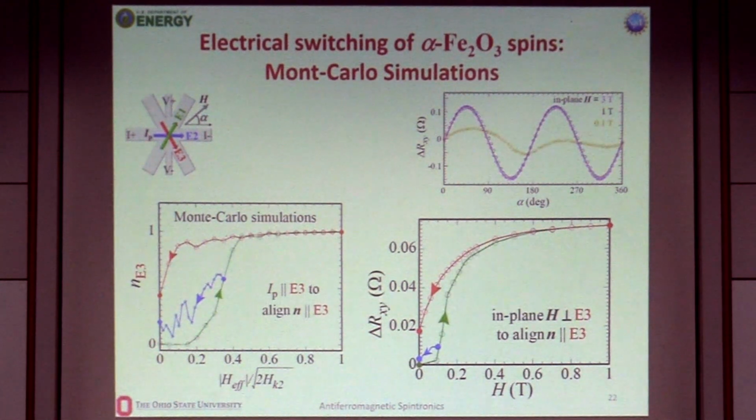Exactly why it happens, I don't have a solid answer. But if you ramp up to like 0.1 Tesla and come back, the value is going to be smaller, kind of like this Monte Carlo simulation.